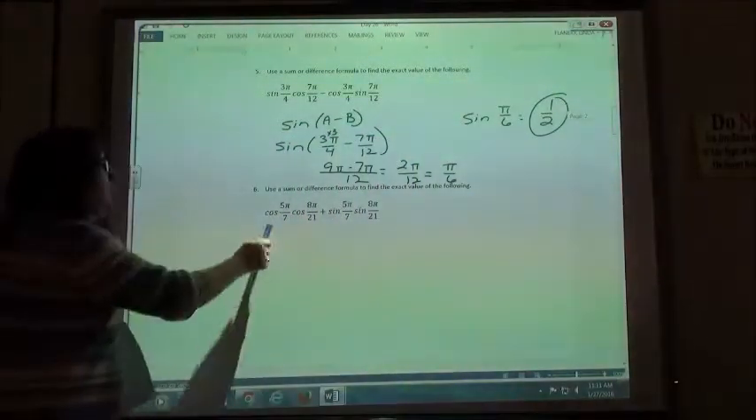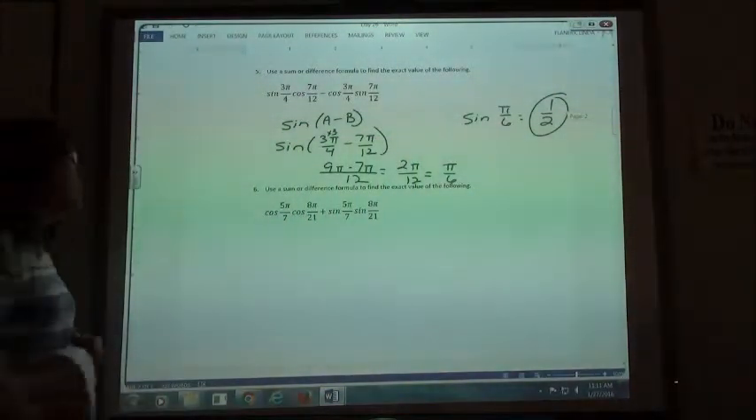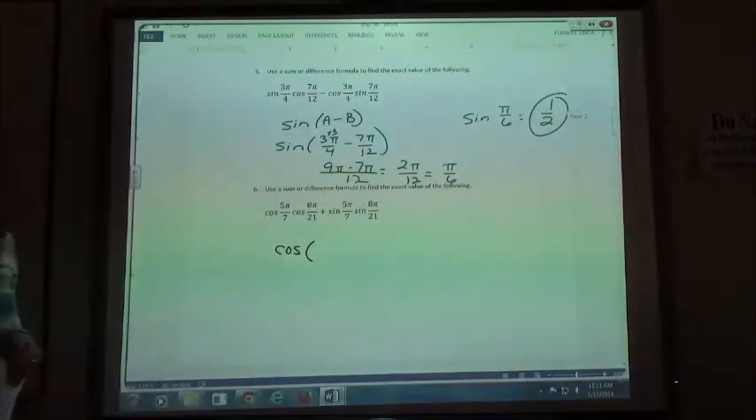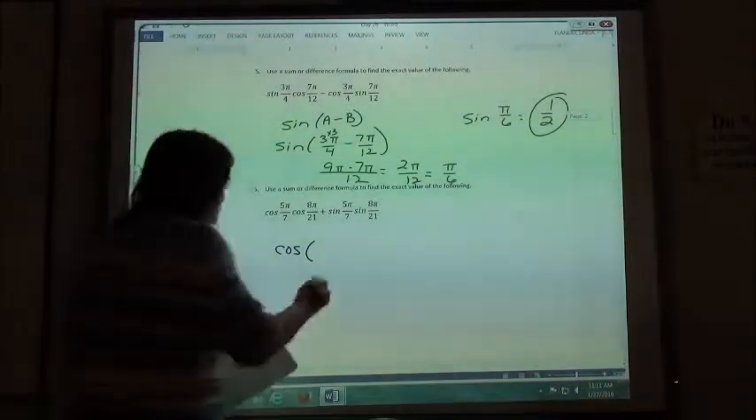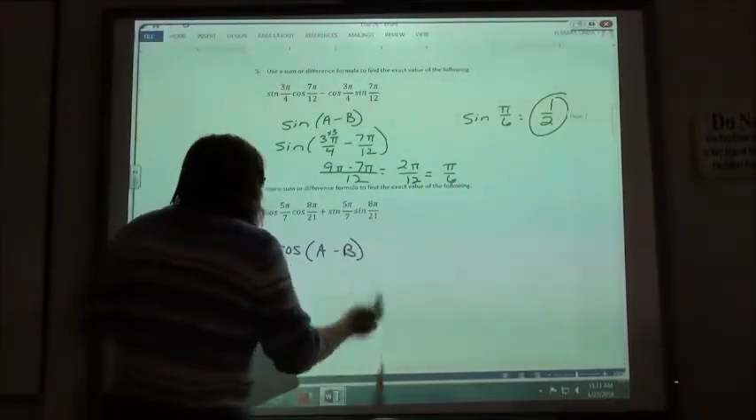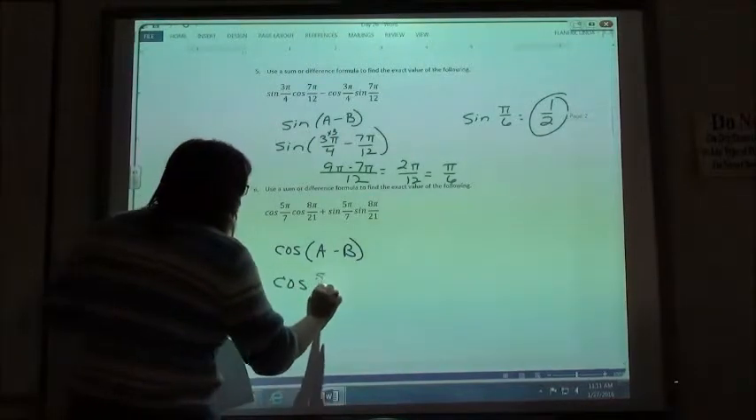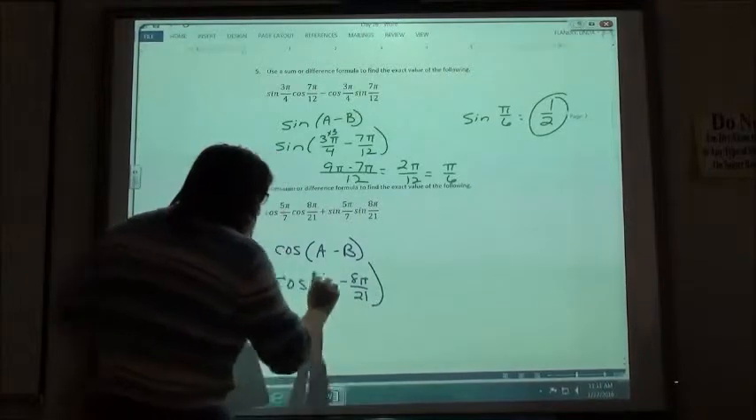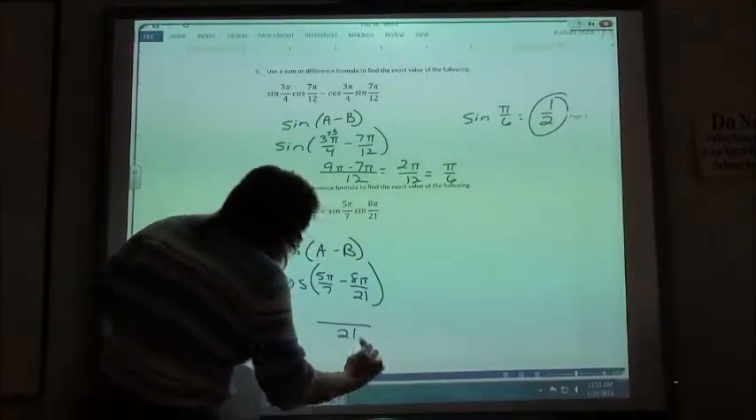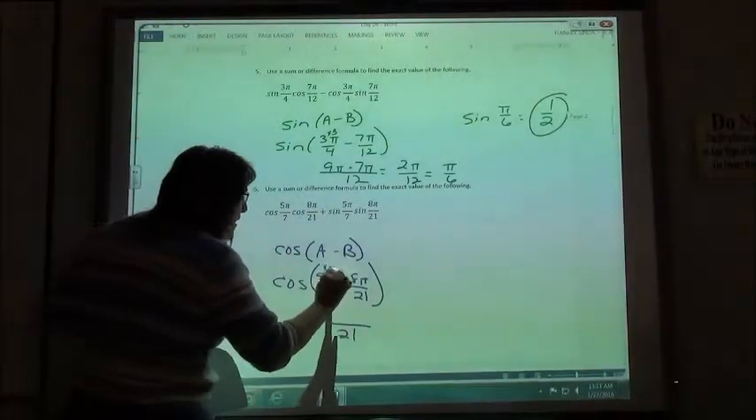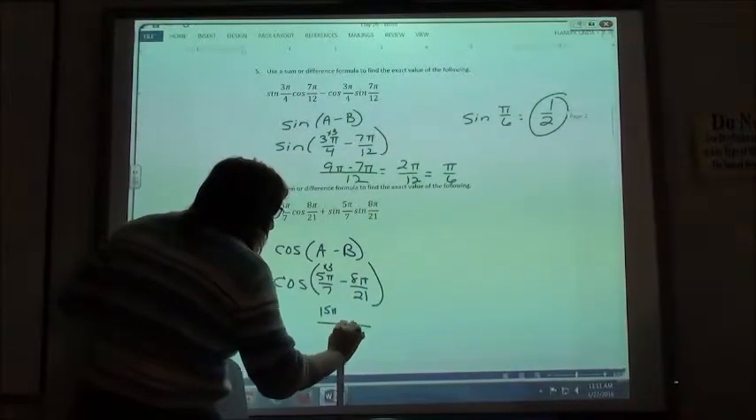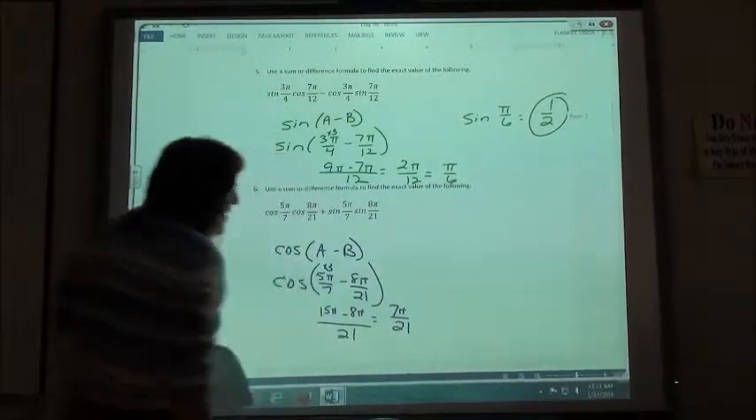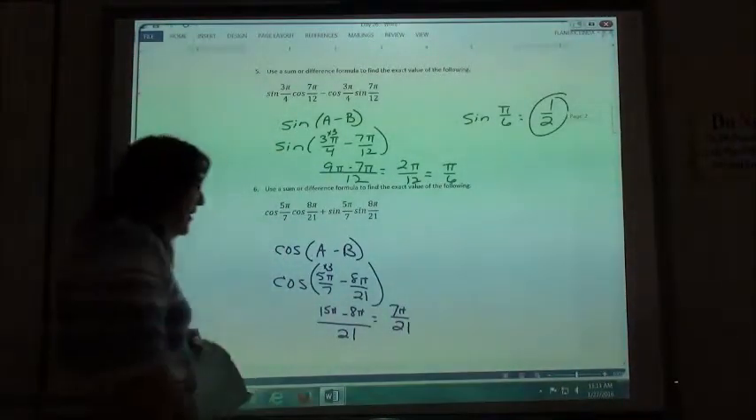And the next one starts with cosine, cosine. So I know it's my cosine one. This one has the plus in there. If it has the plus in there, it's going to be the A minus B. So I'm going to do the cosine of 5 pi over 7 minus 8 pi over 21. My common denominator is 21. 7 goes in there 3 times, 3 times 5 is 15 pi. Minus 8 pi gives me 7 pi. And of course I can reduce that down, so I'm going to get pi over 3.